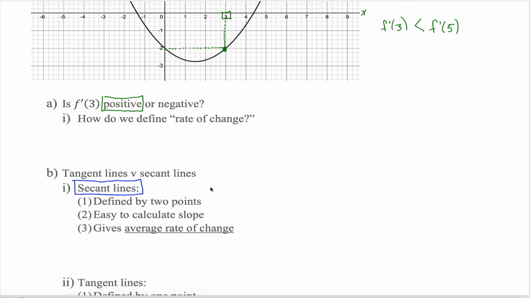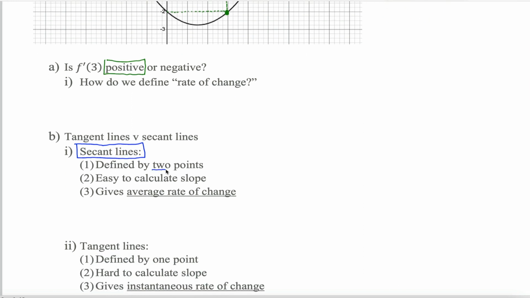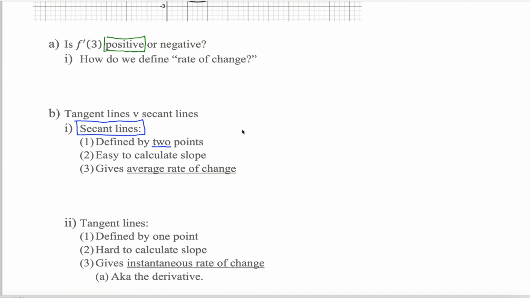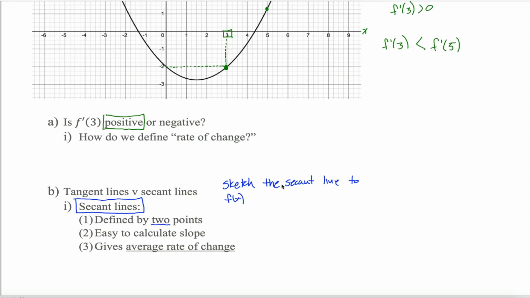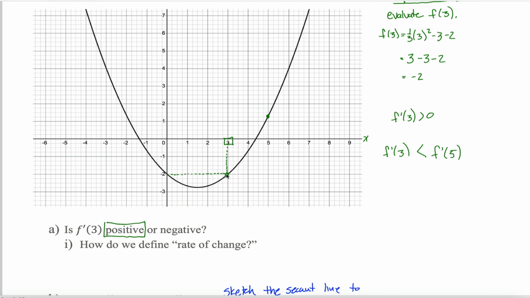The idea with a secant line is it's always defined by 2 points. That's its defining characteristic. So if I wanted to talk about a secant line to this graph, if I wanted to, I don't know, sketch the secant line to f of x, I better be told 2 different points. So maybe the full prompt is to sketch the secant line to this graph f of x from x equals 3 to x equals 6. What is this question asking? Well, here's the point on my graph where x equals 3, and if I want to find the point on my graph where x equals 6, that's easy enough.